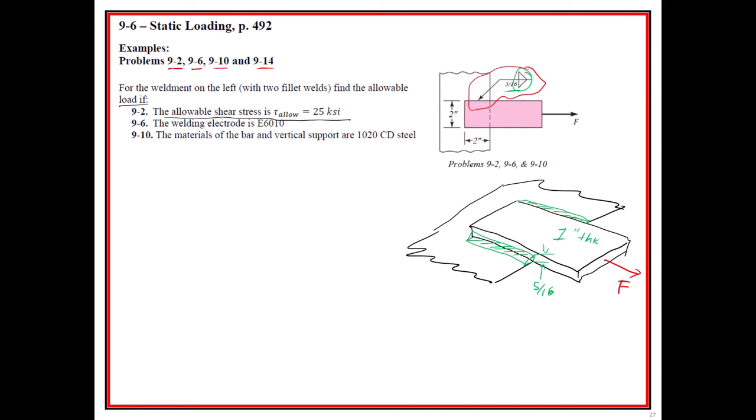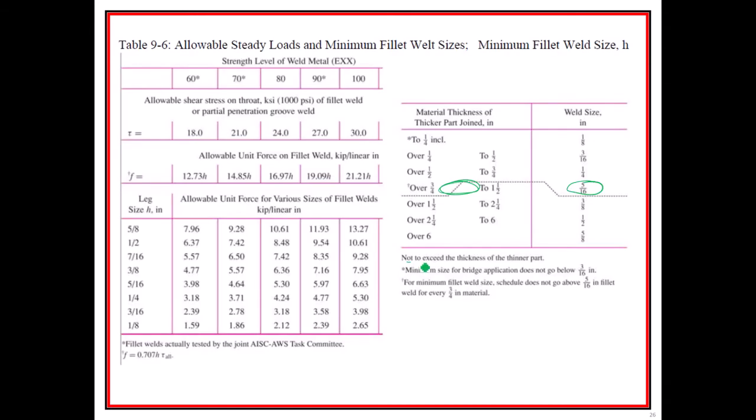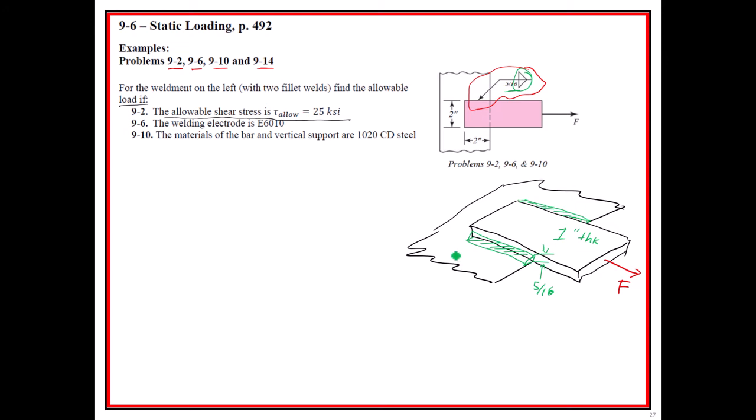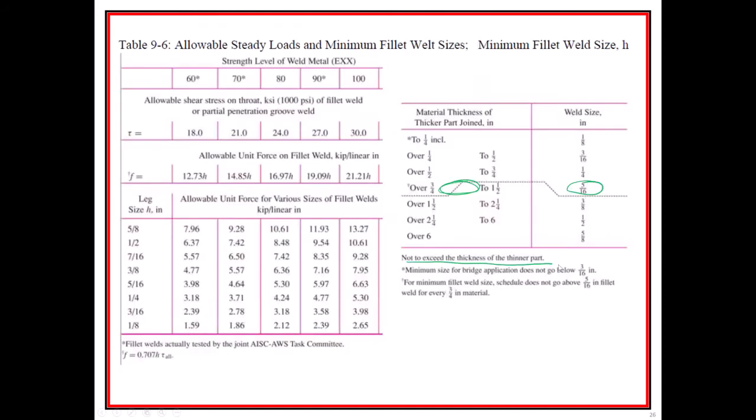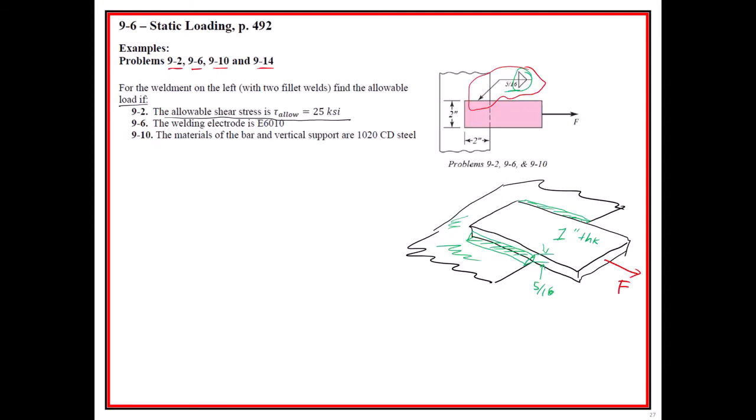We can also know that it should not exceed the thickness of the thinner part. That means that this part right here is at least going to be 5/16 inch thick, right? Because this is the thicker part, joined by this. We could probably use some other logic there, but that's just an example of what this means. So to find the stress in this, we would use equation 9.3.